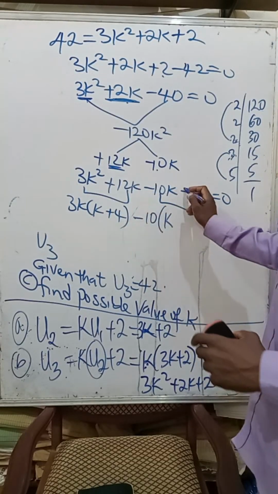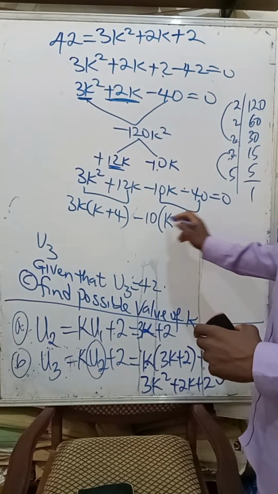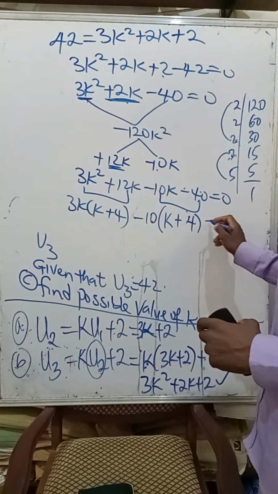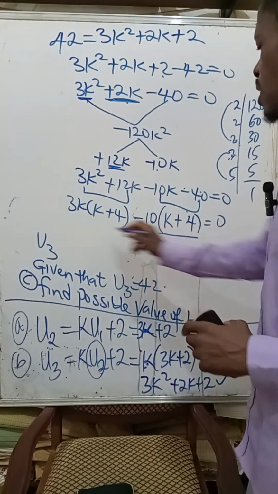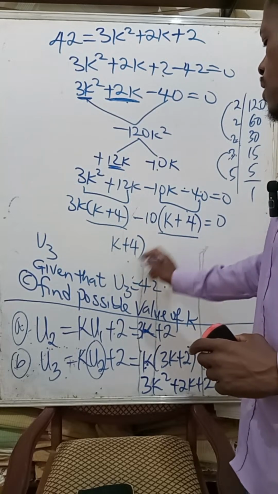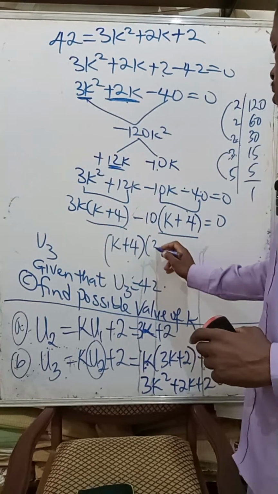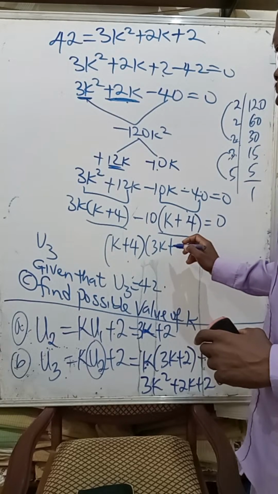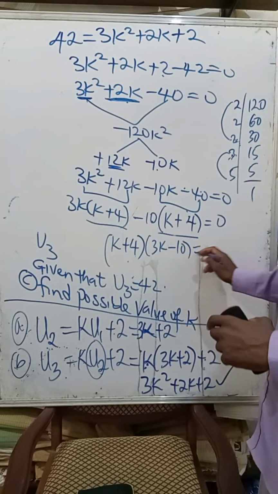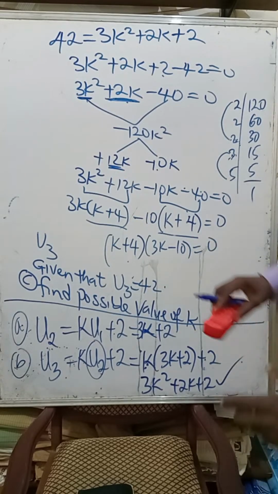Okay, minus times minus, that's plus. And then how many times 10 goes in 40? That's 4. And once you factorize this one and this one must be equal, you take one of that, okay, and then 3k plus 3k minus 10 equal to 0.